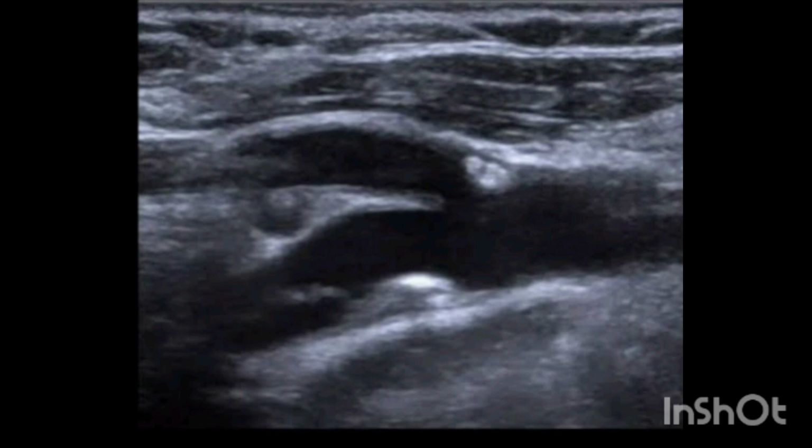To summarize, ultrasound is an essential tool in evaluating carotid artery plaque. By carefully analyzing these images, clinicians can make informed decisions about patient management and potentially prevent serious cerebrovascular events.